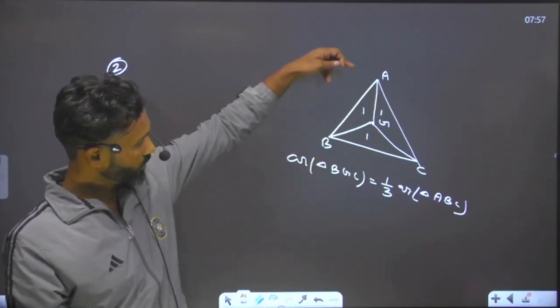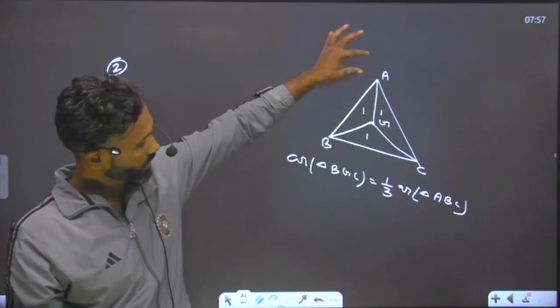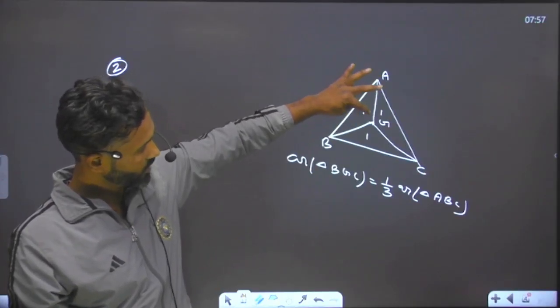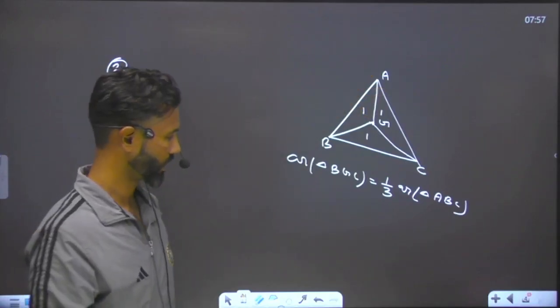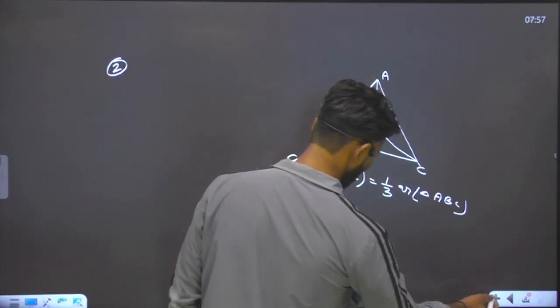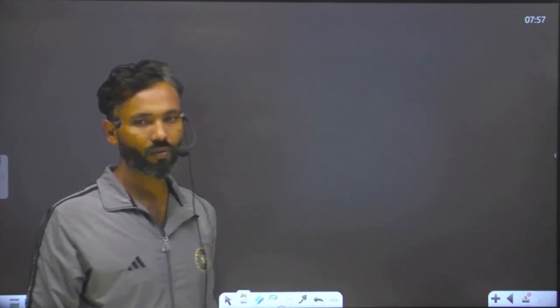It happens when we are joining each vertex just with the centroid. We are not drawing the entire median. We are just starting from the vertex and stopping at the centroid. Understand that? So this is the second property. Now we will discuss the third property related to the centroid.